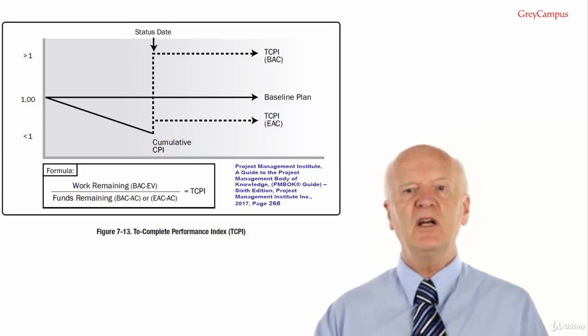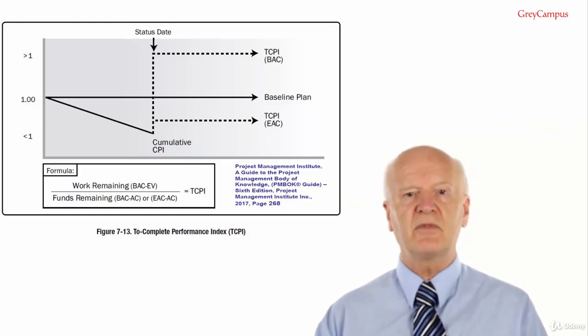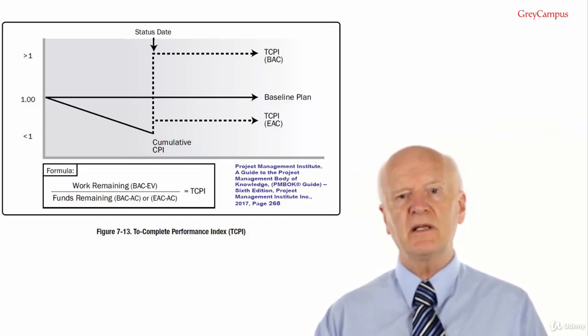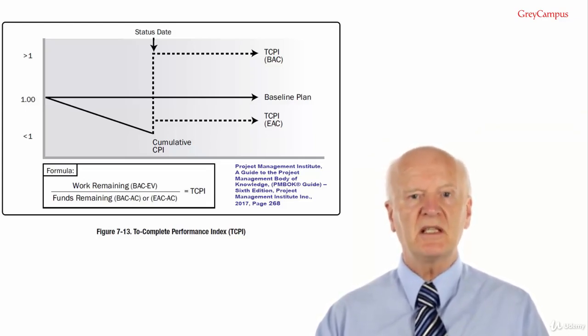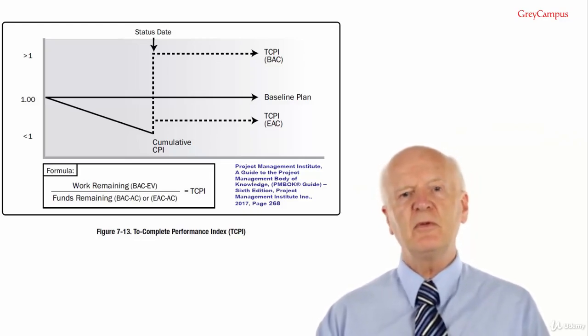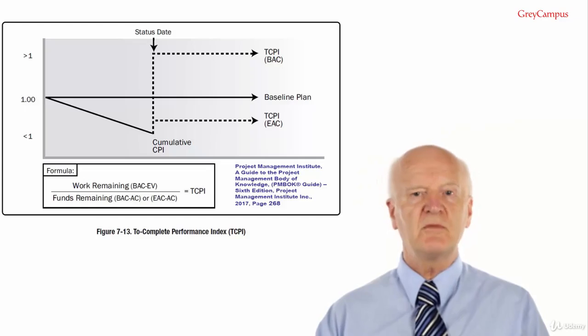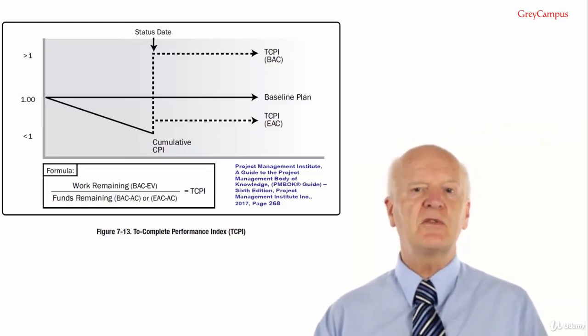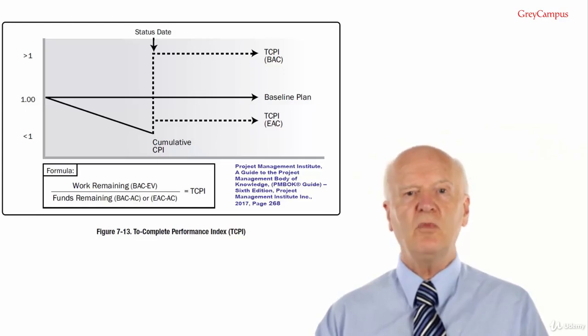If your cumulative CPI falls below the baseline as shown in figure 7.13, all future work of the project will need to be performed in the range of a TCPI BAC, as reflected by the top of the line in figure 7.13, to stay within the authorised budgeted completion. The level of performance is displayed as the TCPI EAC line. The equation for the TCPI based on the EAC is BAC minus EV, divided by EAC minus AC. All the earned value management formulas are provided in table 7.1 on page 267 of the PMBOK guide.